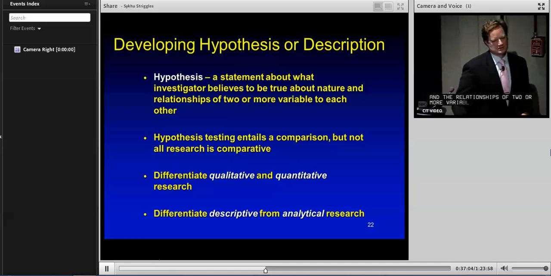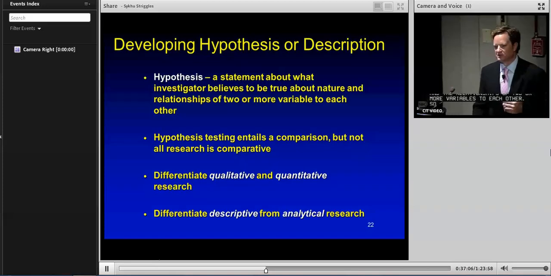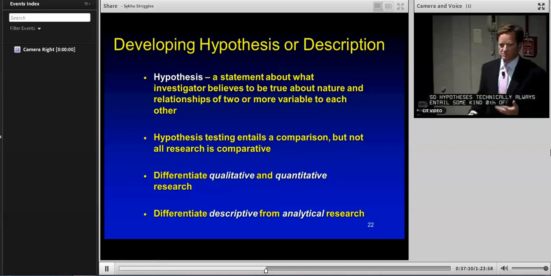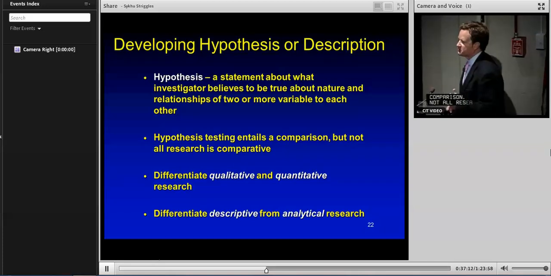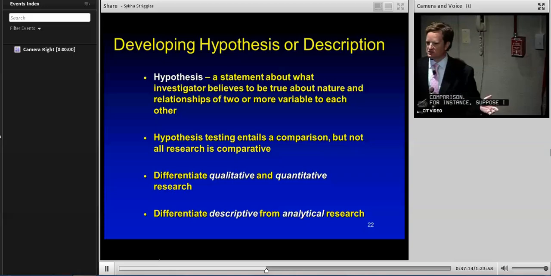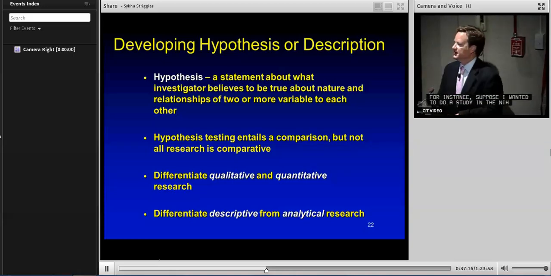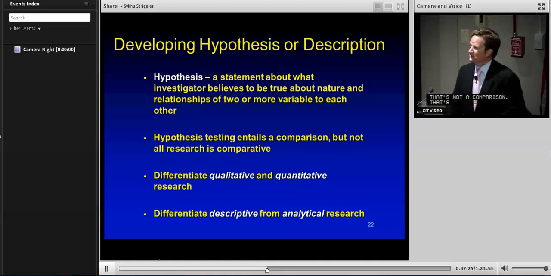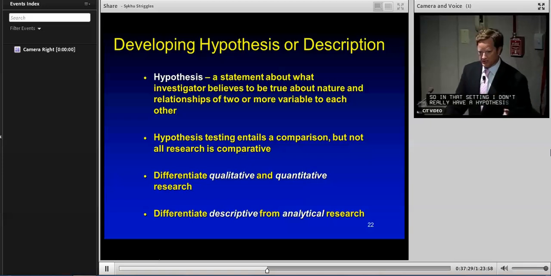So hypotheses technically always entail some kind of comparison. But not all research entails a comparison. So for instance, suppose I just wanted to do a study here in the NIH Clinical Center and I wanted to see how many patients with breast cancer get admitted to this hospital in a year. That's not a comparison. That's just a description. And so in that setting, I don't really have a hypothesis per se. I'm just going to describe what was actually measured.